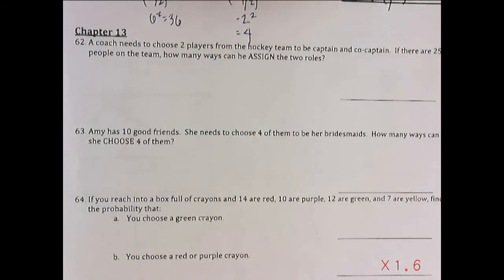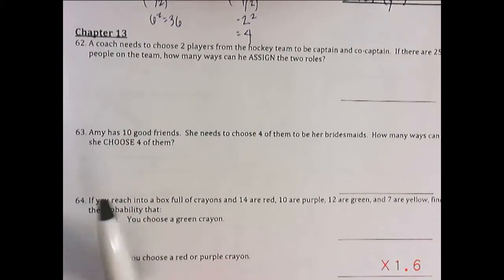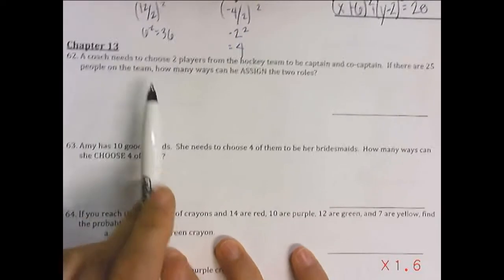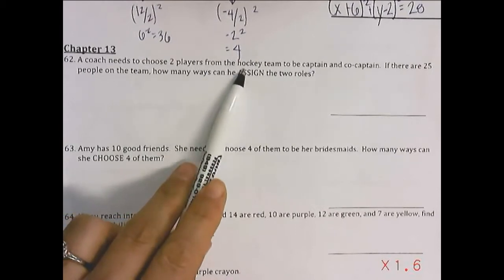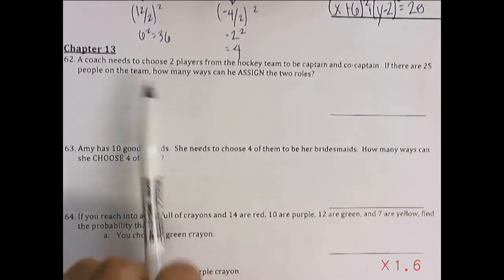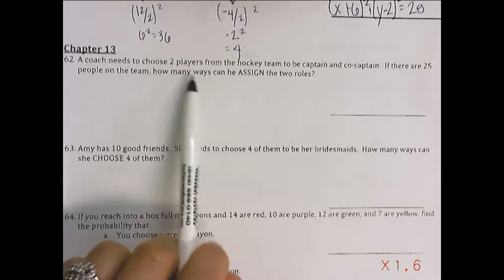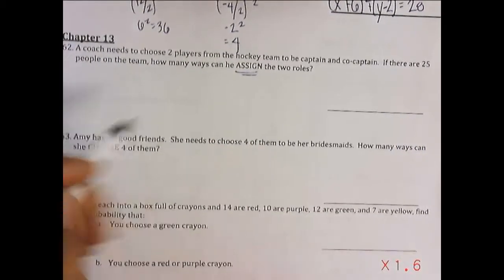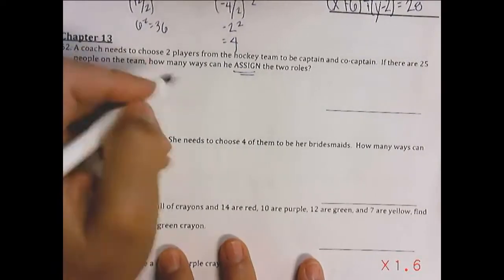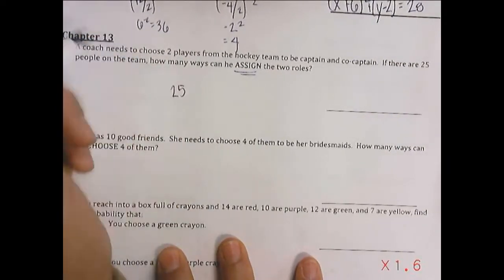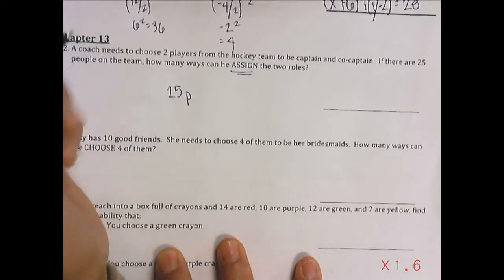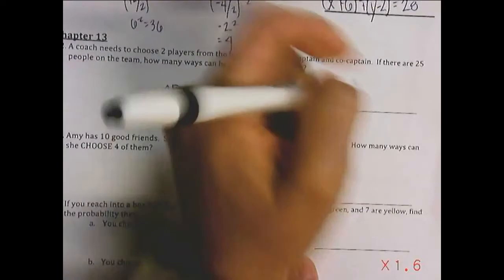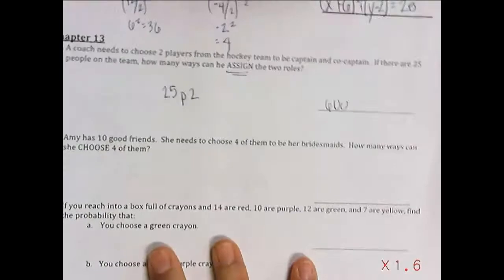You guys, it's our last chapter from the study guide, 13, Probability and Statistics. Okay, so a coach needs to choose 2 players from the hockey team to be captain and co-captain. If there are 25 people on the team, how many ways can he assign? That means the order is going to matter, right? 2 roles. So you are going to do 25. The bigger number always comes first. He's going to do a permutation or pick 2. And when you plug that into your calculator, you will get 600.